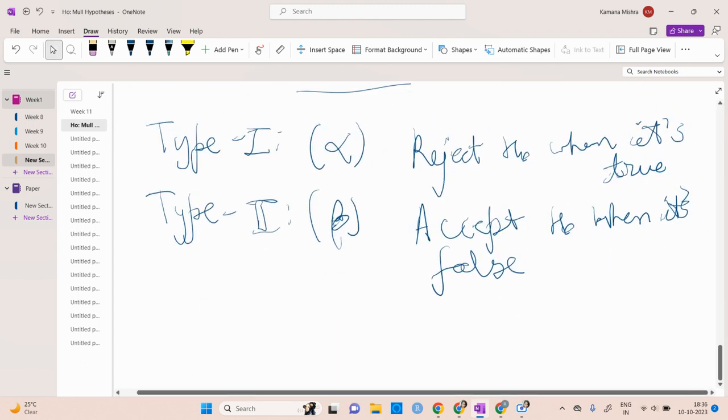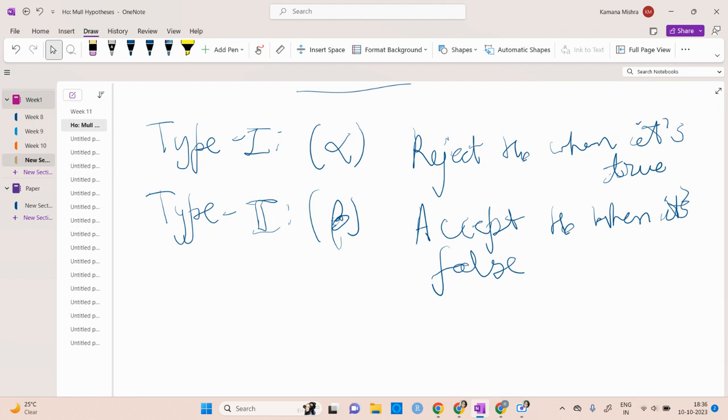So what can happen is that, let's say we have two hypotheses, H naught and H1, and let's say H naught is that data follows normal distribution and H1 is that data does not follow normal distribution, right? So H1 is what? When we reject H naught when it's true. Our data was actually following the normal distribution, but because of this error, we have rejected it and said that it is not following.